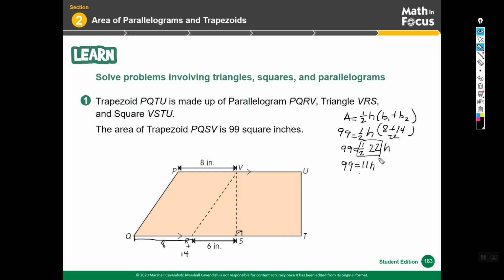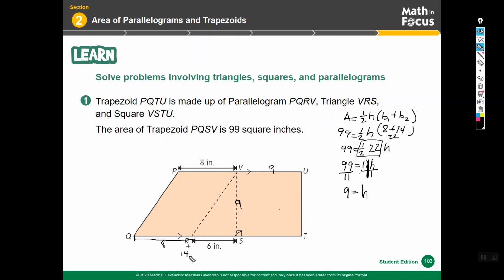And now I need to isolate this h, right? Get it by itself. The only way I can do that is to deal with this 11. Dealing with this 99 isn't going to help me isolate that h, right? So I'm going to divide both sides by 11. This will make that become a 1. And this will become a 9. So now we know that we have a height of 9. And since we know that this is 9, and they told us that this is a square, we also know that this is 9.